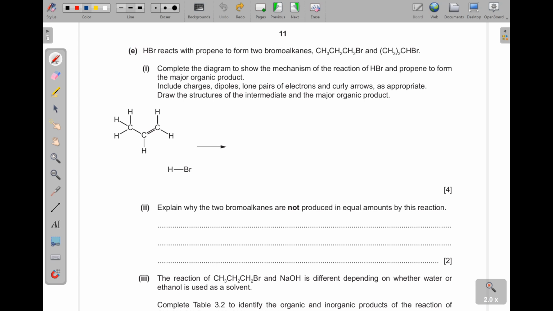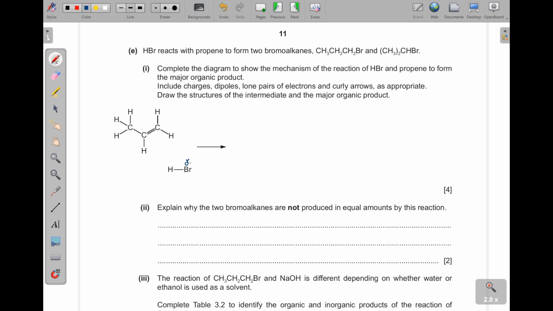Okay, now there is a major and then a minor because of the stability of the carbocations. Now, since these two here have different electronegativities, bromine here is more electronegative compared to hydrogen. So it will tend to pull bonding electrons towards itself.